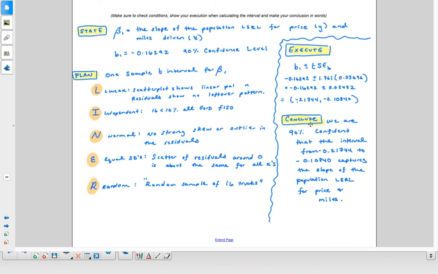Here we get our interval, and we'll make our conclusion. We are 90% confident that the interval from negative 0.21744 to negative 0.10840 captures the slope of the population least squares regression line for price and miles.